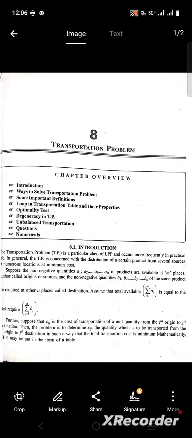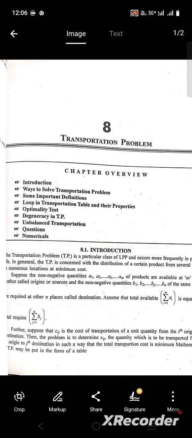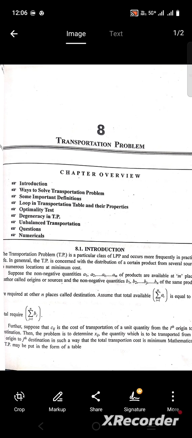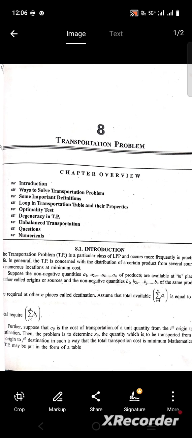Good morning. Today we start the new chapter, transportation problem. In this chapter we will learn the way to solve a transportation problem, some important definitions, loops in the transportation table and their properties, optimality test, degeneracy in transportation problem, unbalanced transportation problem, and numerical examples.